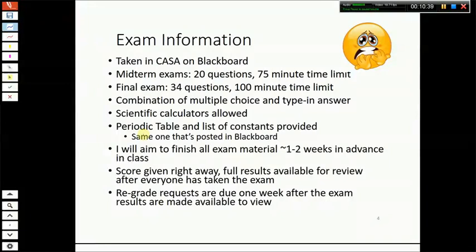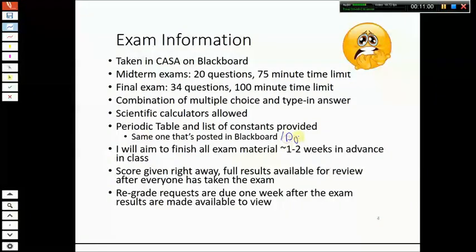course. As I said, you're only allowed to use a scientific calculator. You are expected to bring that with you. That's not provided, but it has to be scientific and not graphing. And we will provide you with a periodic table and a list of constants. So that is posted in Blackboard in one of the folders. I think Downloads folders is called.